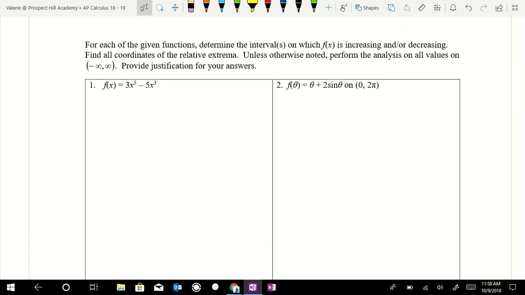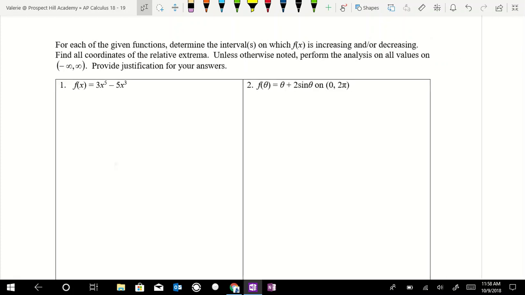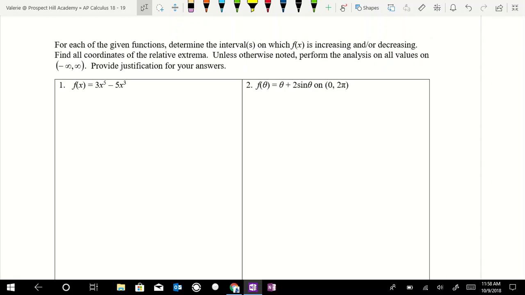Now for our last page, page 62. Again, we're only going to do one side of this page. I guess we will do the left side to be nice. Yeah, we'll do the left side. We'll do number 2. So for each of the given functions, determine the intervals on which f of x is increasing and or decreasing. Find all coordinates of the relative extrema. Unless otherwise noted, perform the analysis on all values on the interval negative infinity to positive infinity and provide justification for your answers. So this is asking for a lot of information.